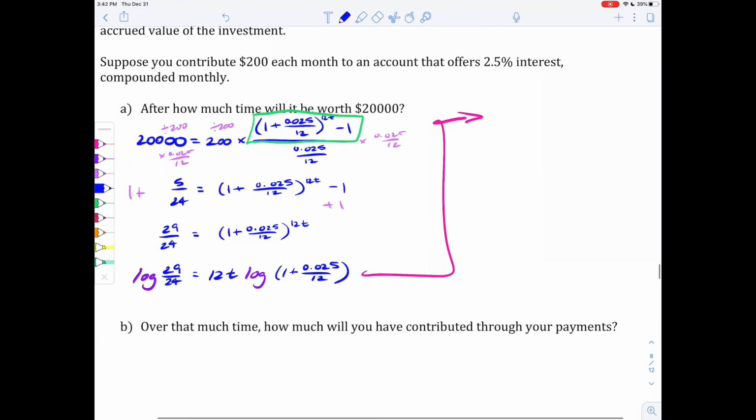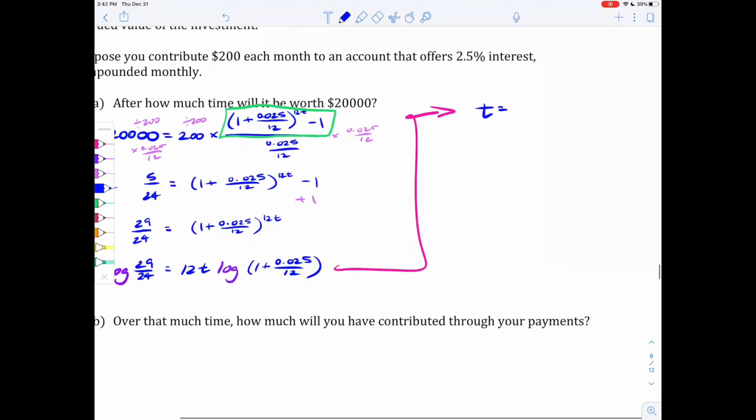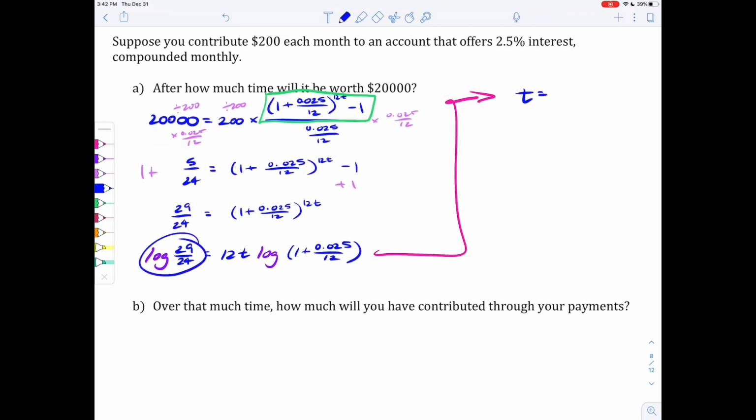At this point, we're actually ready to isolate t because it's just being multiplied by 12 and multiplied by this log. And it's going to look intense. So we're going to take this side, we're going to divide it by 12, and we're going to divide it by this log here. And that's how we'll isolate t.